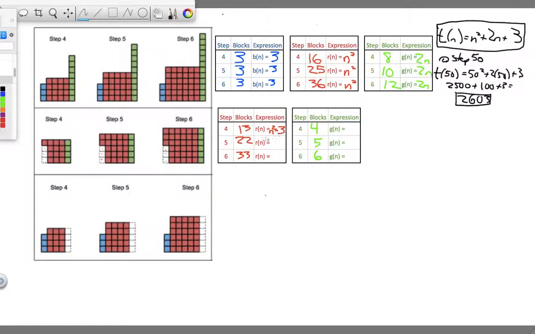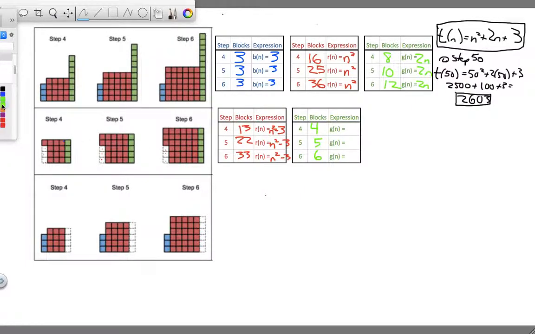So if I take 4 squared, that's 16, minus 3, I get 13. If I take 5 squared, that's 25, minus 3, I end up with 22. And if I take 6 squared, that's 36, minus 3, I end up with 33. So my expression is going to be n squared minus 3.